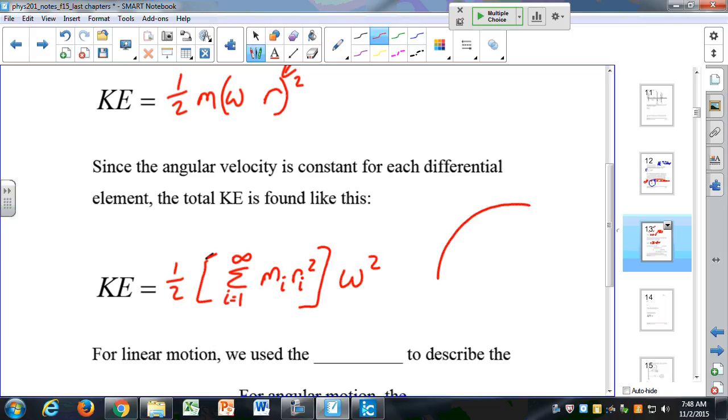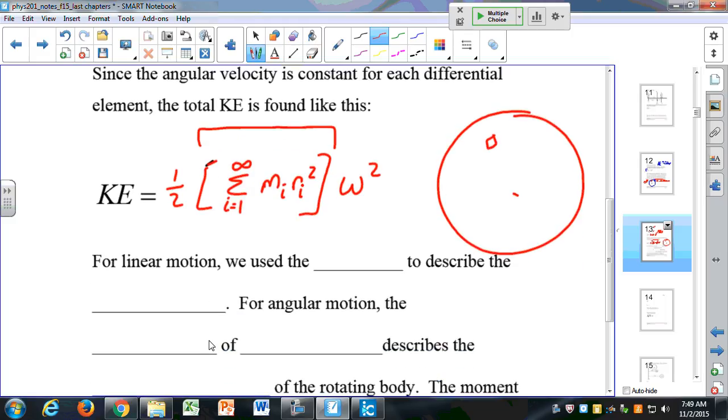So what I'm saying here is I have this big disk. It's broken up into little bitty pieces. Each of these little bitty pieces has the same omega. However, they have a mass, m_i, and a radius, r_i. Those are going to change. So I can take the sum of all those, adding up m r squared for each little piece of this disk. If I break it up into a billion little pieces and add them all together, then I'll get the total kinetic energy.